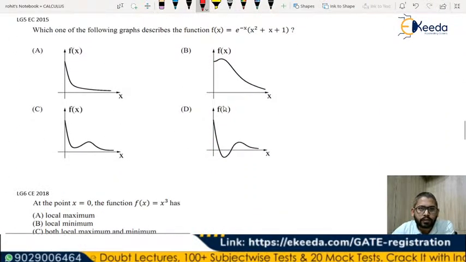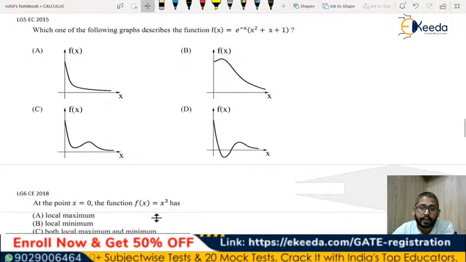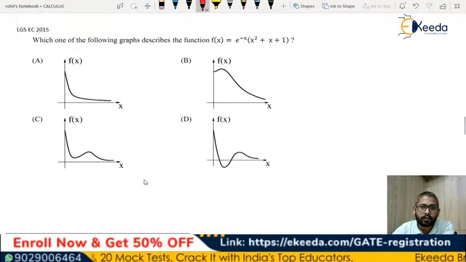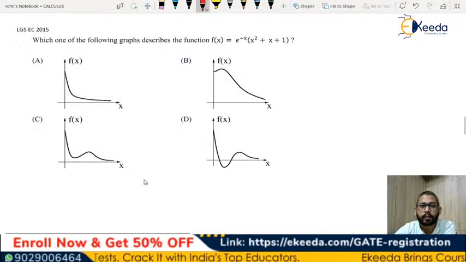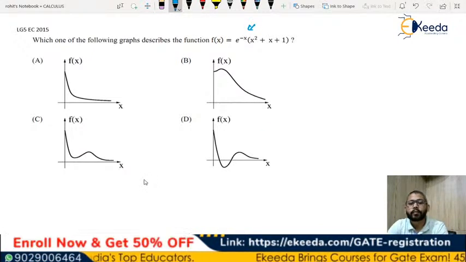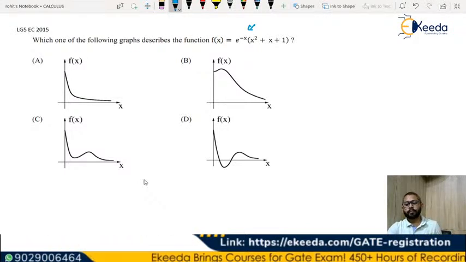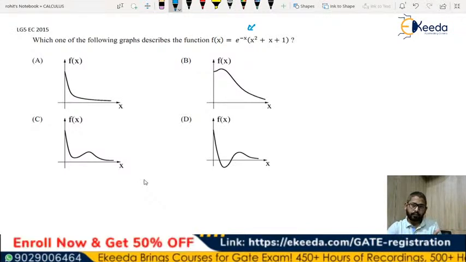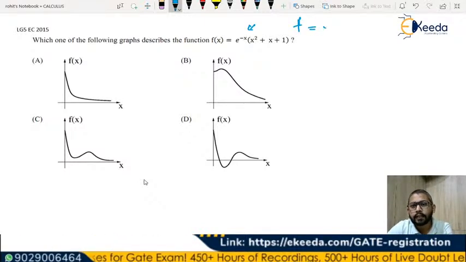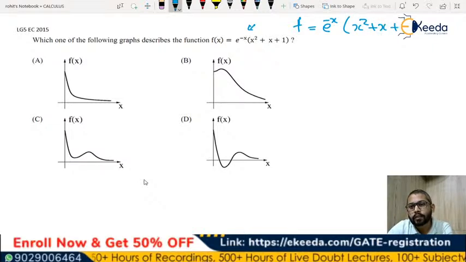Let's see this interesting question. Again, I'm telling you that we can apply both the methods. You can do it conventionally or anything. So it says that this is the function given, and we have to see which is the possible graph of this function, right? We have to find the possible graph of this function. So this function f is e to the power minus x into (x square plus x plus 1).